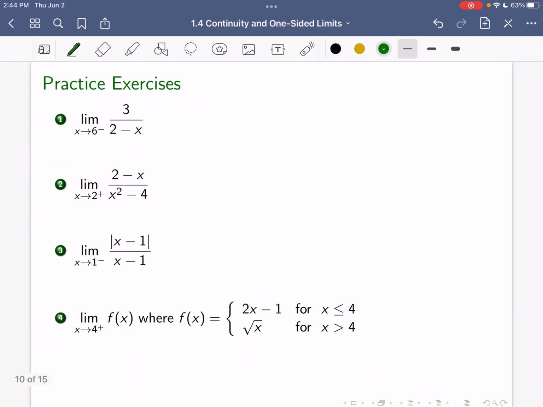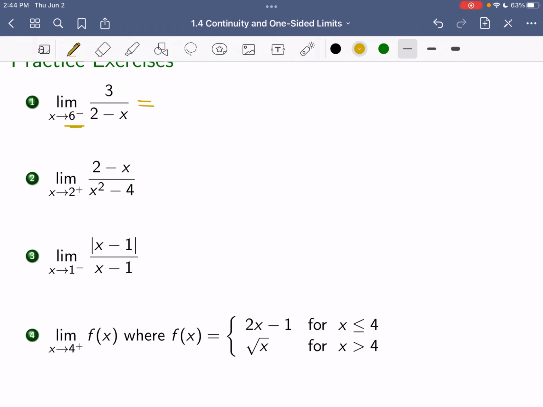Great. So let's look at some more examples where we're going to evaluate some limits. Here we have the limit as x approaches 6 specifically from the left, from the negative side. It is continuous at 6, and since it's continuous at 6, we can just plug in 6. So we get negative 3/4. That left-hand limit is negative 3/4. Great.